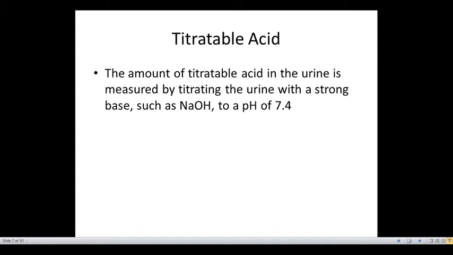The amount of titratable acid in the urine is measured by titrating the urine with a strong base, such as sodium hydroxide, to a pH of 7.4. Remember, the titratable acid measurement does not include hydrogen ion in association with ammonium ions.